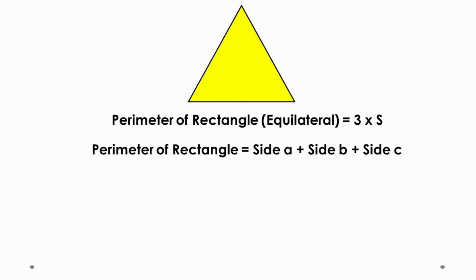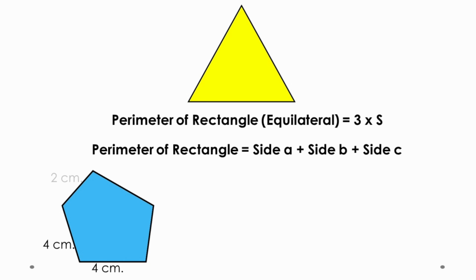For example, in case of this pentagon, with sides measuring 4 centimeter, 4 centimeter, 2 centimeter, 4 centimeter, and 3 centimeter, the perimeter would be 4 plus 4 plus 2 plus 4 plus 3, that is 17 centimeters. In case of all the random shapes also, where the length of all the sides is given, we just have to add up all the sides to find its perimeter.